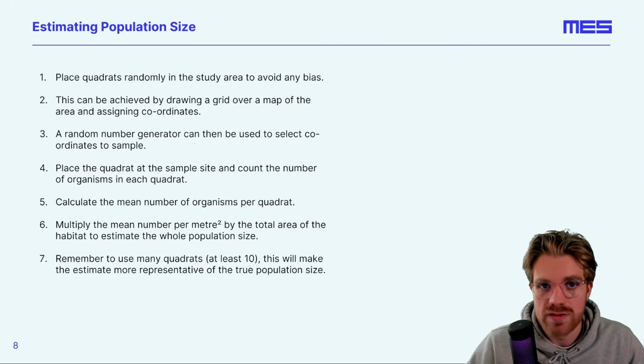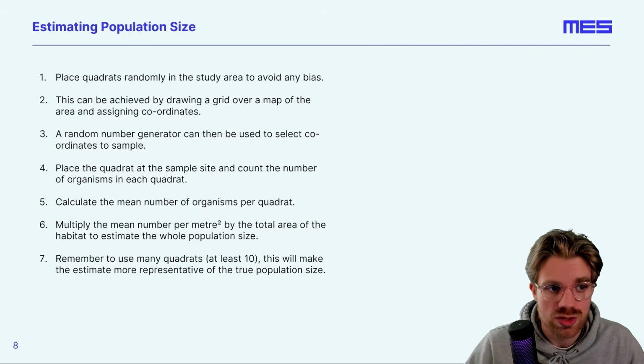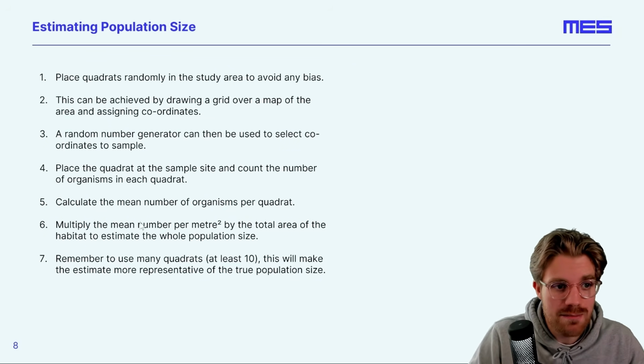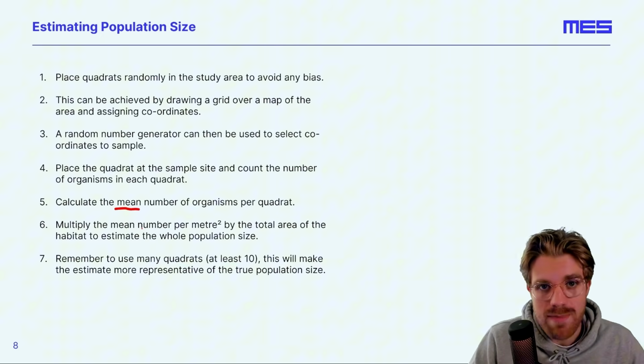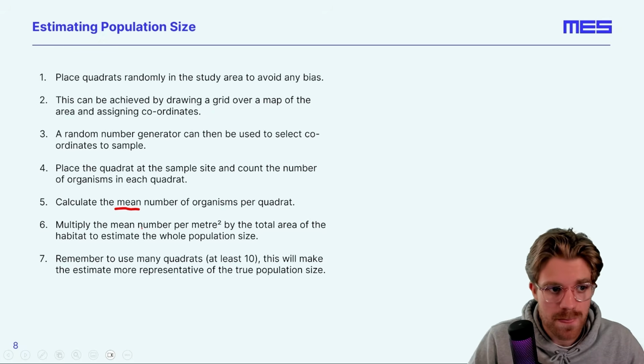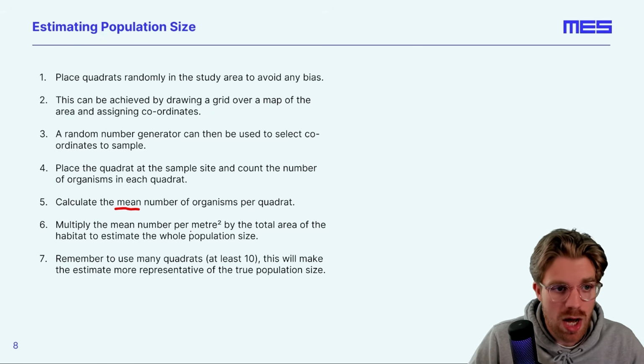So how can we estimate the size of a population? Well, we can do it in a few simple steps. Firstly, we're going to place the quadrats randomly in the study area to avoid any bias. To do this, we're going to draw a grid over the map of the area and assign coordinates. A random number generator can then be used to select the coordinates that we will sample. We place the quadrat at the sample site and we count the number of individuals in each quadrat. Then calculate the mean number of organisms per quadrat. We're going to want to use many repeats for this. Multiply the mean number per meter squared.